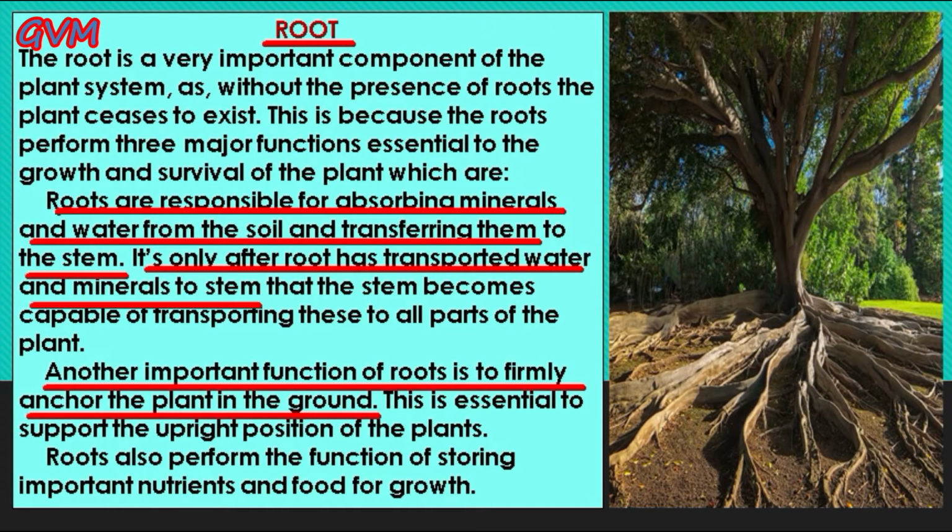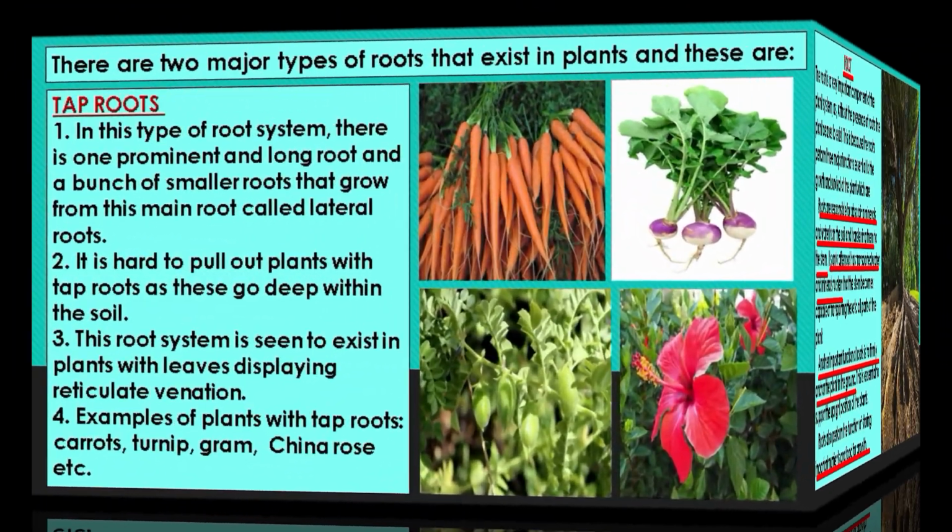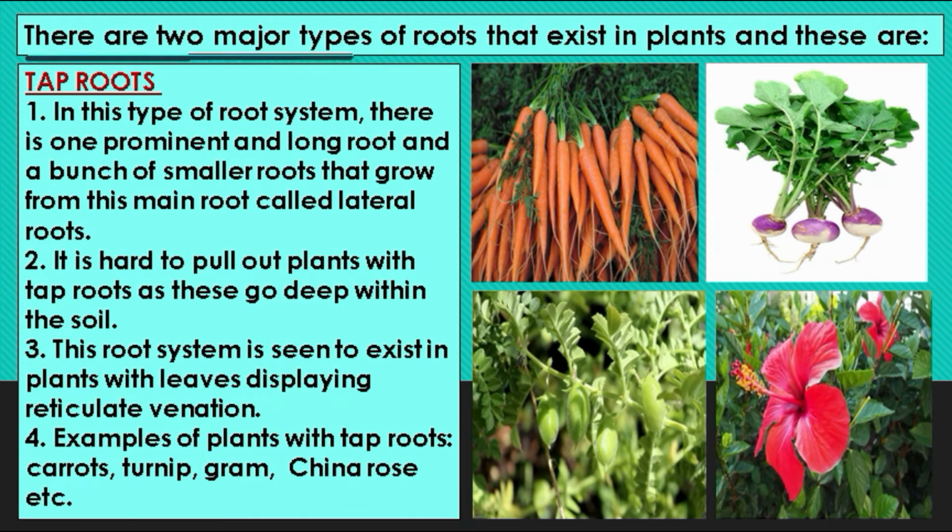And students, another function is that it also performs the function of storing important nutrients and food for the growth of the plant. Students, there are basically two types of roots that exist in a plant, and these are taproots and fibrous roots. Students, in a taproot system, there is a main root that is larger and grows faster than the branch roots.